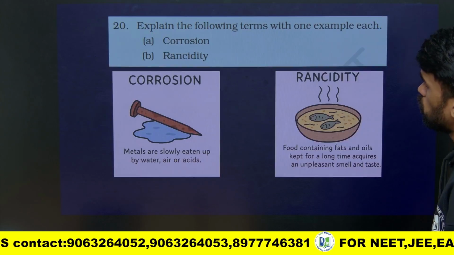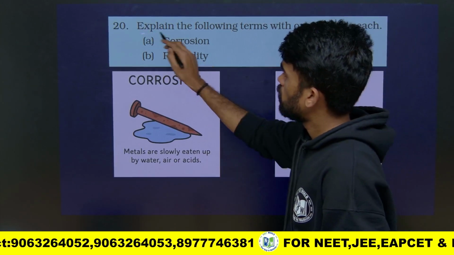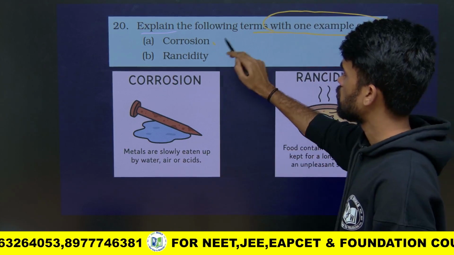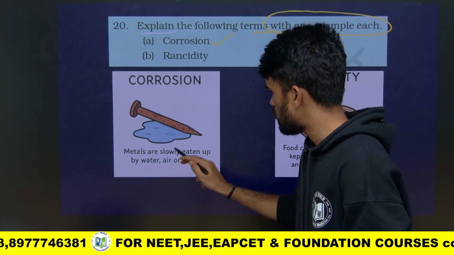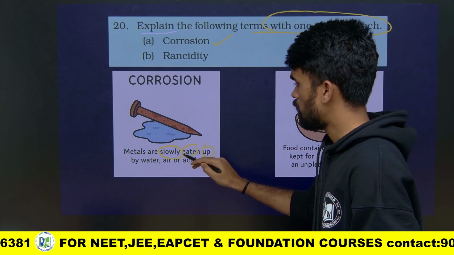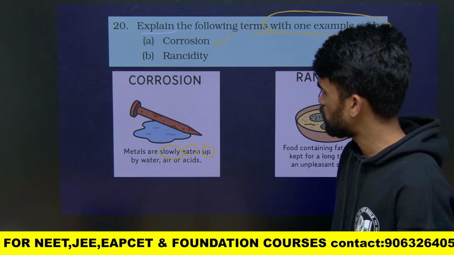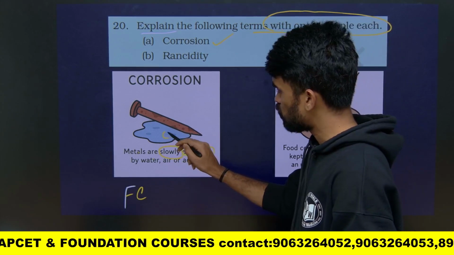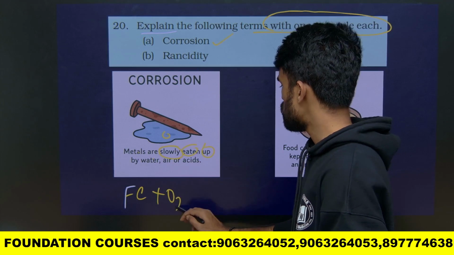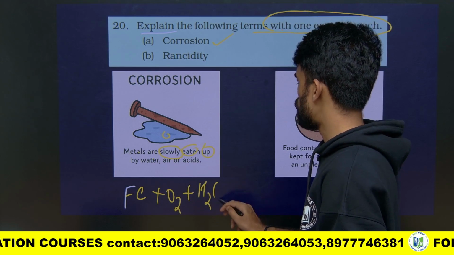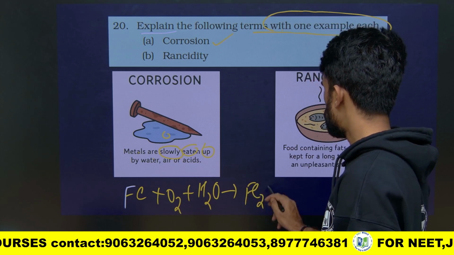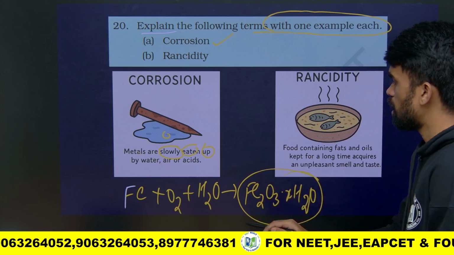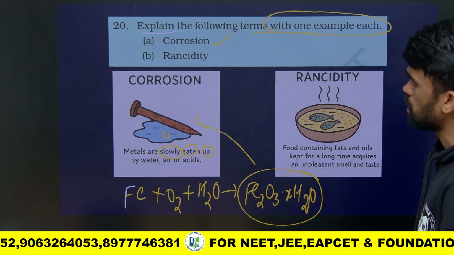Now explain the following terms with one example each. Corrosion. So corrosion means what? Metals are slowly eaten up by water or air or acids. Just now we have discussed this. When an iron nail is exposed to water or oxygen or moisture present, it will form what? Iron oxide, Fe2O3.xH2O is formed. So this is the rust process, or corrosion process here.